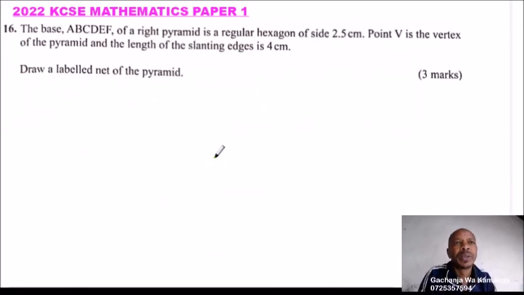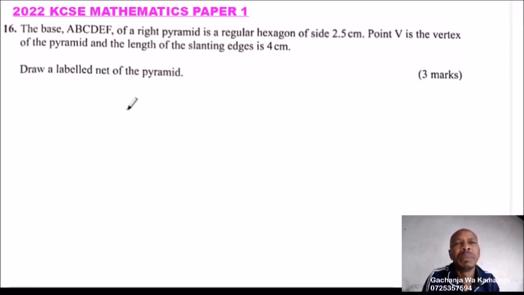So this is 2022 KCSE Mathematics Paper 1, number 16. The base ABCDEF of a right pyramid is a regular hexagon of side 2.5 centimeters. Point V is the vertex of the pyramid, and the length of the slanting edges is 4 centimeters. Draw a well-labeled net of the pyramid, and there you get 3 marks.